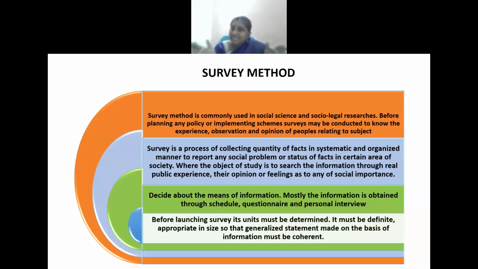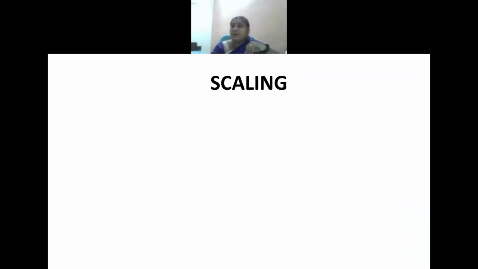So before launching a survey, its units must be determined. It must be definite, appropriate in size, so that no generalized statement is made on the basis of the information. So while we are writing a report on the survey which I took, it must be correct. We must be able to conclude for the entire population. So for that, how did you collect, from where did you collect, becomes important.